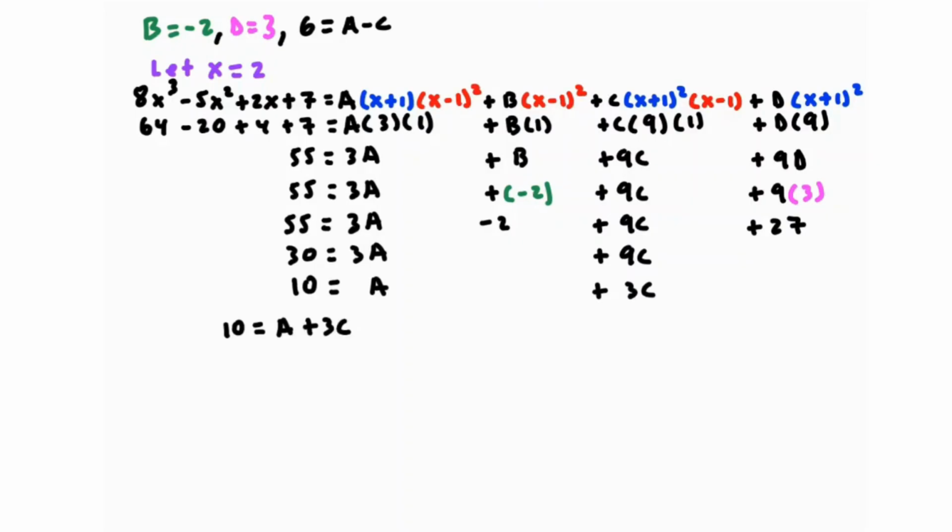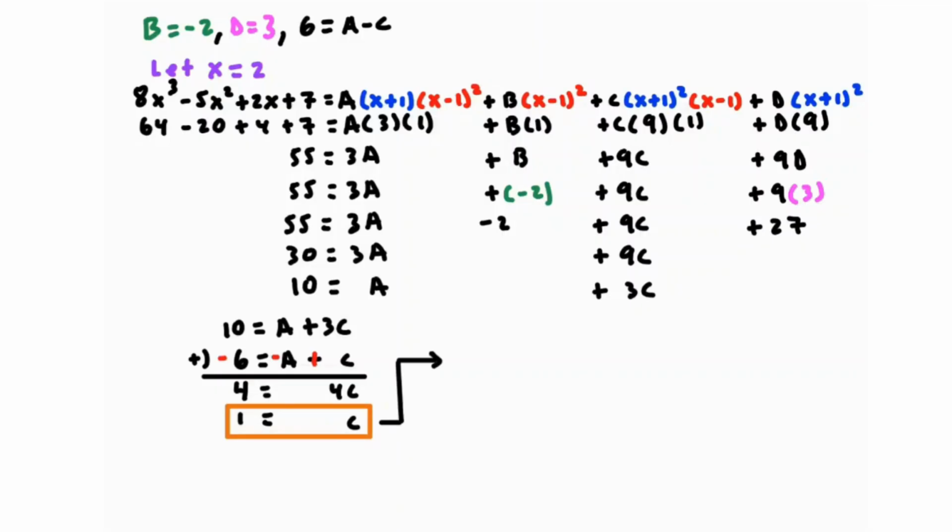Now if we use this 10 equals A plus 3C and combine it with the 6 equals A minus C that we found earlier, we could subtract vertically to eliminate the A. Subtraction can also be a little hard to deal with, so let's multiply the second equation by negative 1. And so we get negative 6 equals negative A plus C. And now let's add vertically. So we get 4 is equal to 4C, or C is equal to 1.